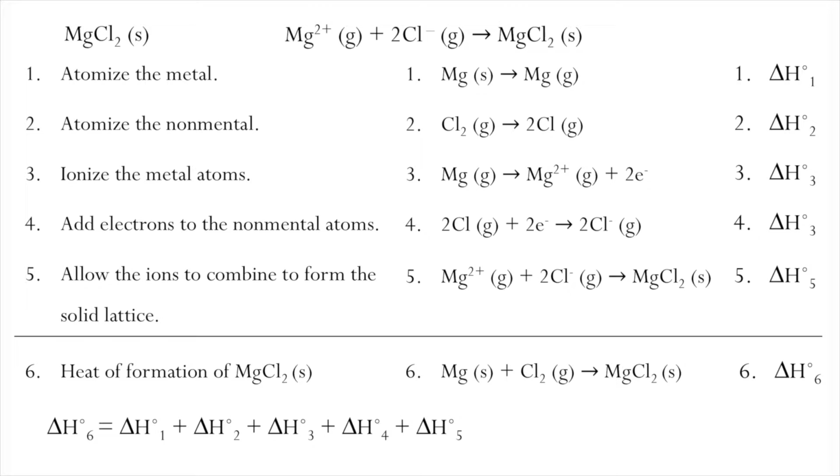Recall that we cannot measure the lattice energy directly, but the enthalpies for equations 1, 2, 3, 4, and 6 are all measurable. So if we have values for those quantities, we can easily find our missing quantity, which is delta H5. This is again the negative of the lattice energy, and by taking the negative of delta H5, we'll have what we want. Let's look at this more schematically.